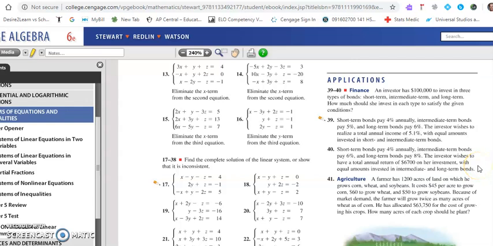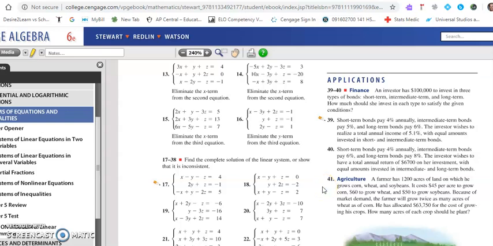All right, we are going to continue working on word problems in Chapter 5. I've moved on to Section 2 out of Chapter 5 and went to problem number 41 called agriculture. It's right here. A farmer has 1,200 acres of land in which he grows corn, wheat, and soybeans.